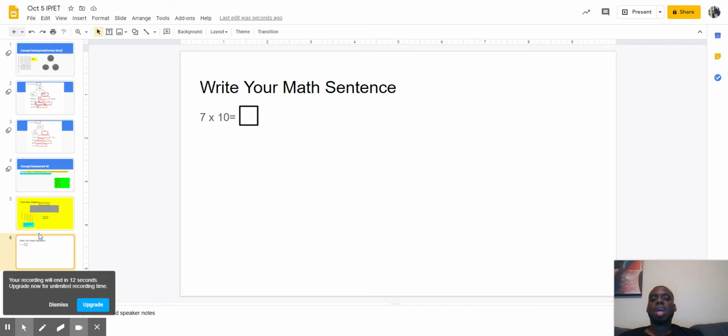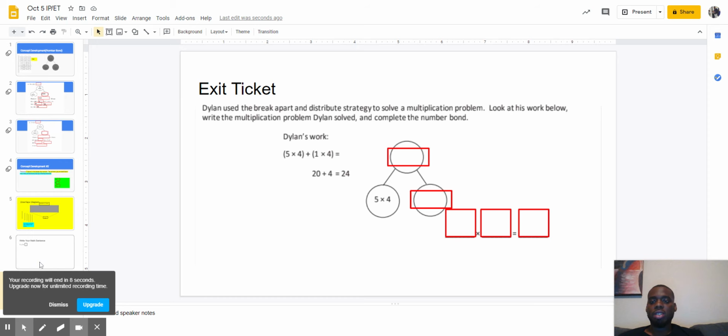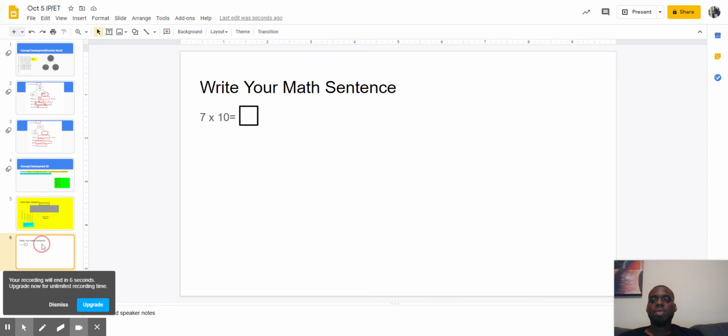And once you keep going, you're going to have your math sentence here. And once you have your math sentence, you will have your exit ticket, friends. You will have your exit ticket. So you're going to have to do a great job, friends. If you need any help, please let me know.